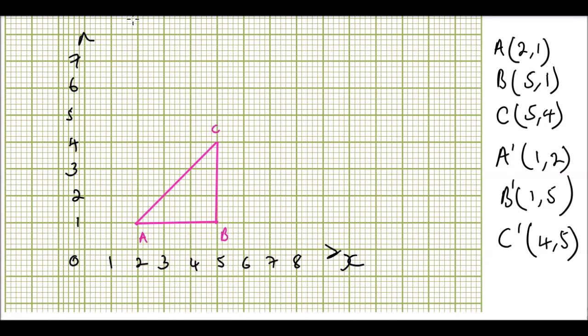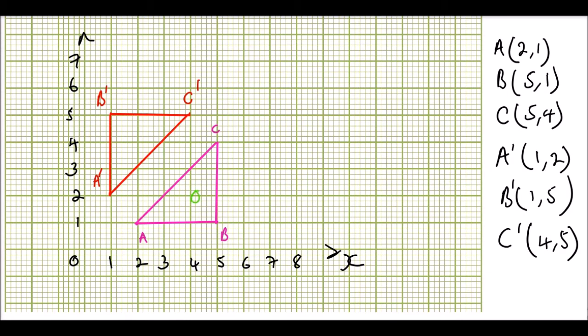We can now plot the triangle A prime, B prime, and C prime. We use a different color just to see the difference. A prime is at (1, 2). Our B prime is at (1, 5), and our C prime is at (4, 5). We join the three points to come up with a triangle. So you can see this is our object, and this is our image.